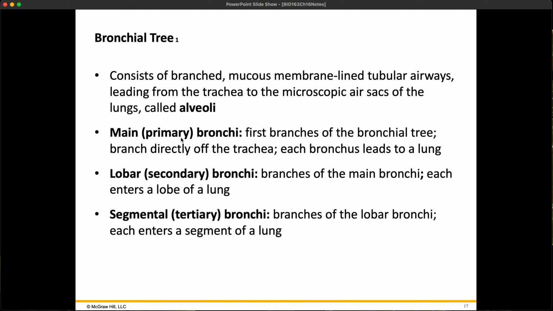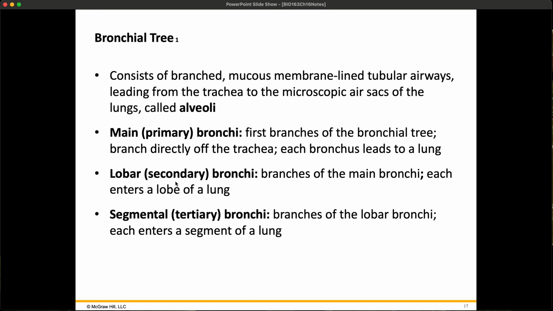The first three, the primary, secondary, and tertiary bronchi, also main, lobar, segmental, whichever one you want to use is fine. I like primary, secondary, tertiary. It's just much more descriptive. Primary, obviously the first branch. Each of those bronchi will lead into a lung. So you have two primary bronchi. And then you have the lobar bronchi. There are 5 of these. These each enter a lobe.